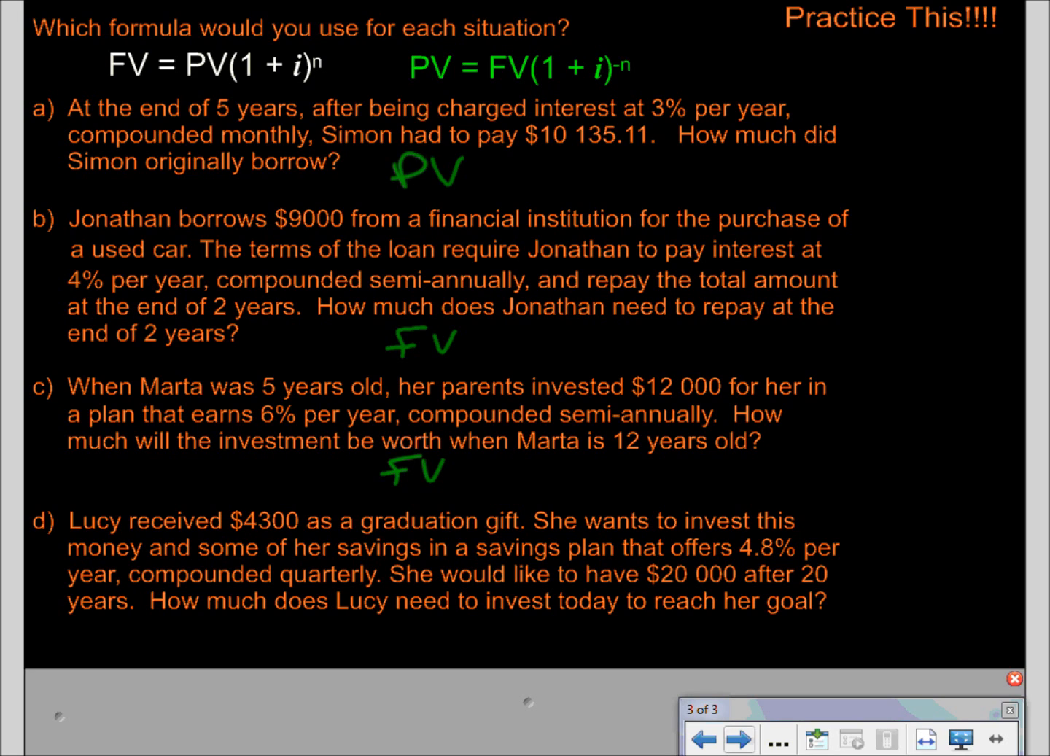Okay, Lucy received $4,300 as a graduation gift. She wants to invest this money and some of her savings into a savings plan that offers 4.8% per year compounded quarterly. She would like $20,000 after 20 years. How much should she invest today? Yeah, so present value. Because in the future she wants $20,000.